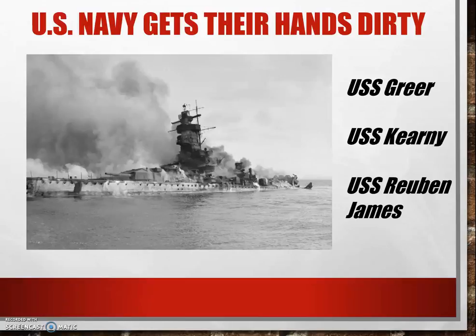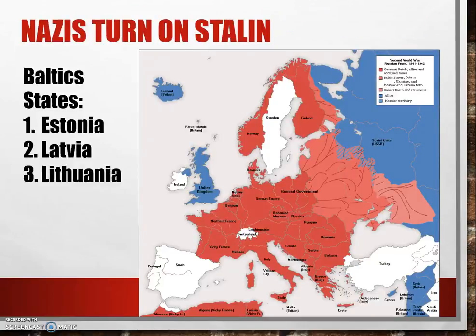So even though we're still going to be technically neutral, we're going to be in this sort of non-official war with Germany, because right after that, FDR is going to order United States ships to shoot any German ships on sight. So after this, Hitler is going to make one of his biggest mistakes ever.